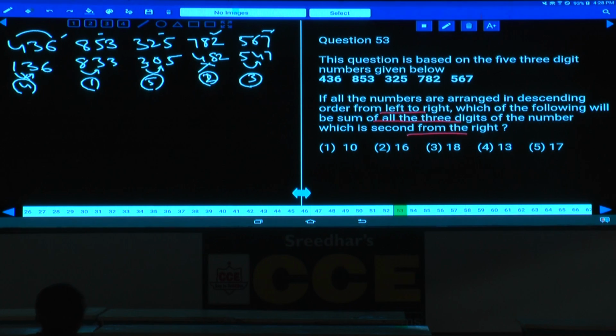Now second from the right-hand side. What is the second from the right? 436. What is the sum of this one? 4 plus 6 plus 3, that is 13, choice 4. Done with this? Question number 53, choice 4.